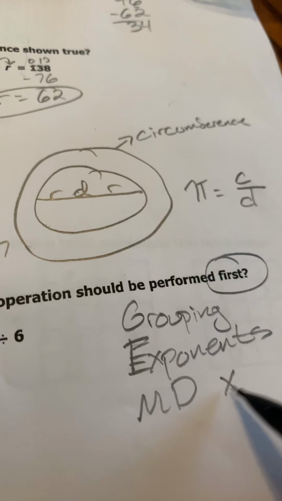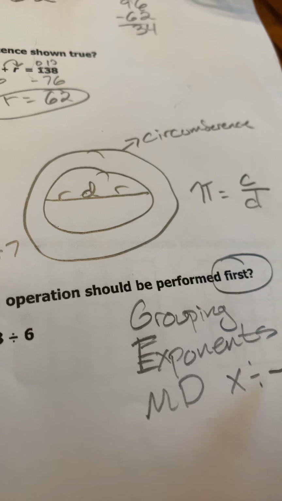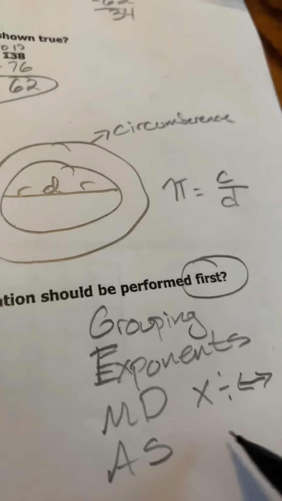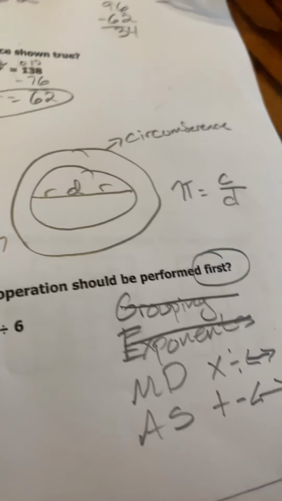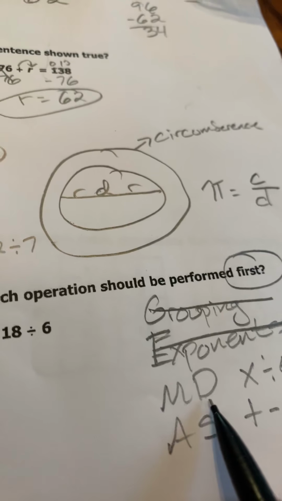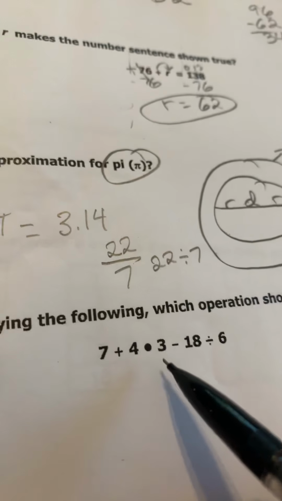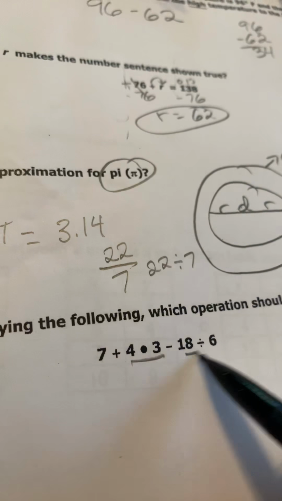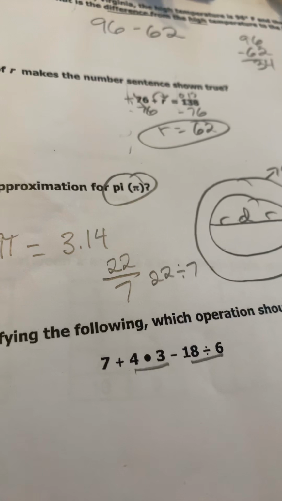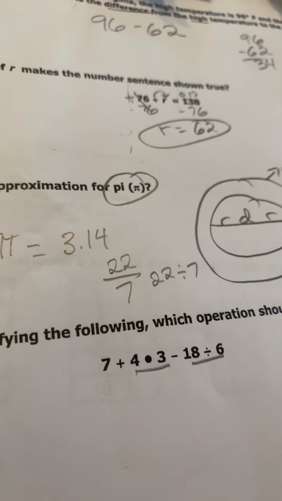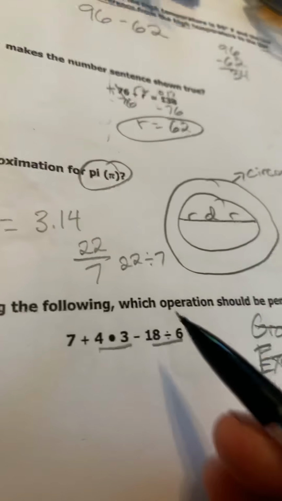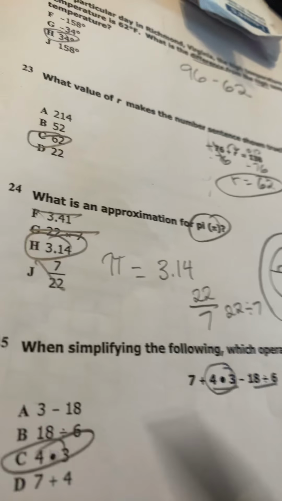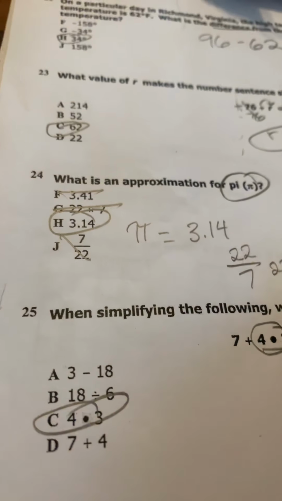MD for multiplying and dividing. Again, we go left to right. AS, addition or subtraction. Again, we go left to right. Okay? So I don't have any grouping, don't have any exponents. So I need to look first, do I have any multiplication and division? Yes, I do. I have 4 times 3, and I have 18 divided by 6. But which one do I do first? Again, I got to remember my rule. I got to go from left to right. So this one shows up first. So my answer is C.